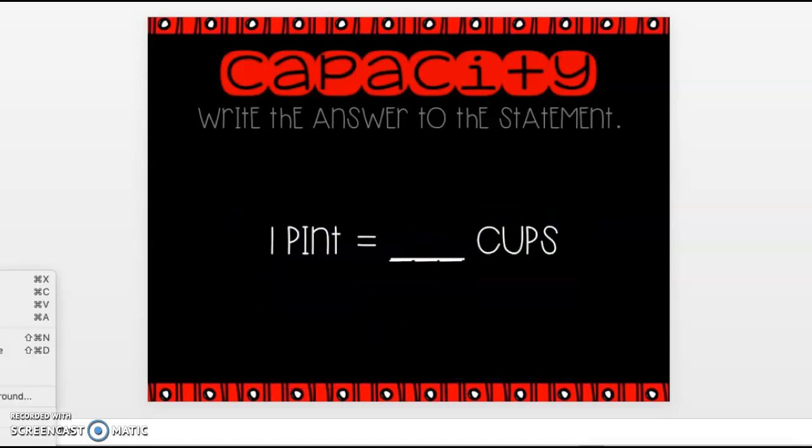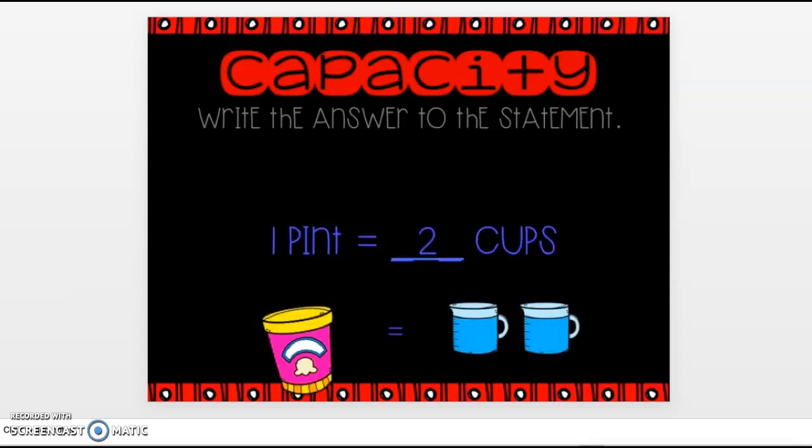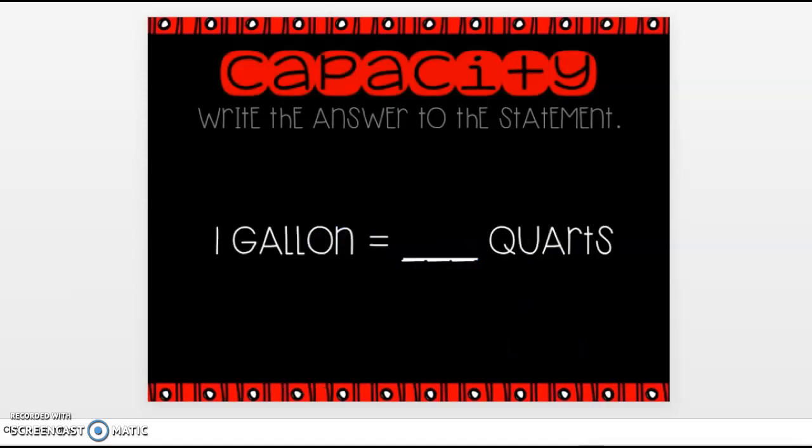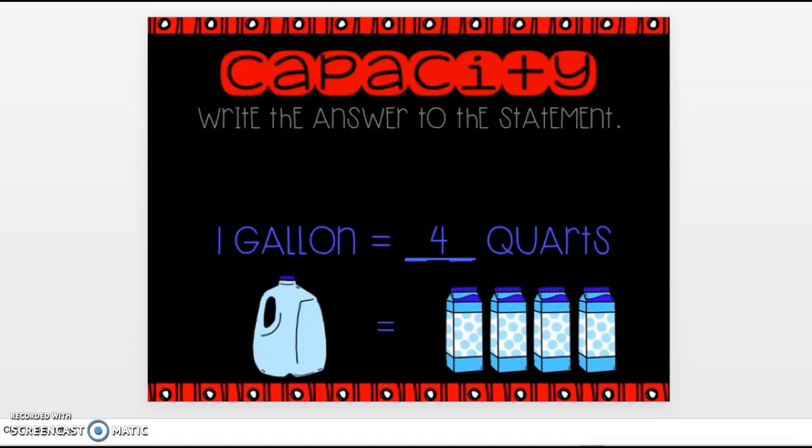Okay, this would be number 3. 1 pint equals how many cups? That is correct. 1 pint equals 2 cups. This is number 4. 1 gallon equals blank quarts. Look back at your gallon kingdom and see what you drew. That is correct. 1 gallon equals 4 quarts.